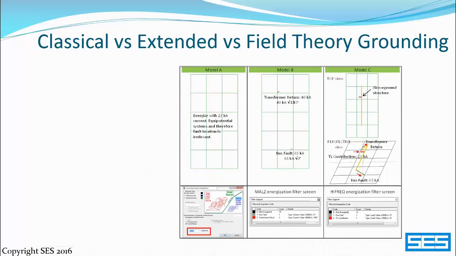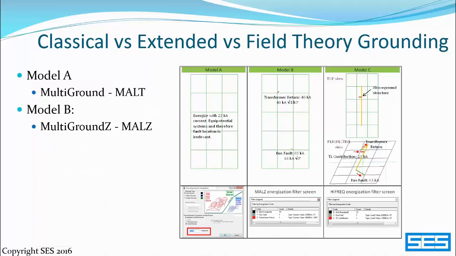Model A represents the MultiGround or equipotential assumption model using the MALT module. Only the total earth current is specified, and that with no specific location. Model B represents the MultiGroundZ or extended grounding model using the MALZ module. Here the total fault current and transformer return currents are specified at the appropriate locations 180 degrees out of phase. The net earth current still works out to be 23 kiloamps as the program will determine, but the circulating current is included in the model.